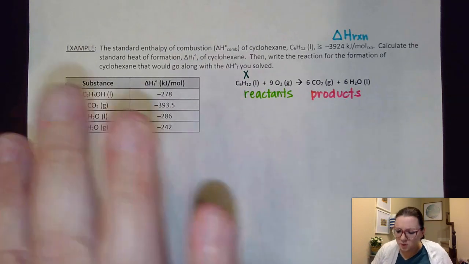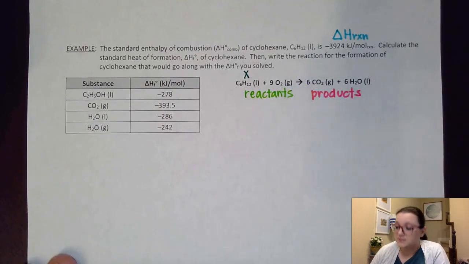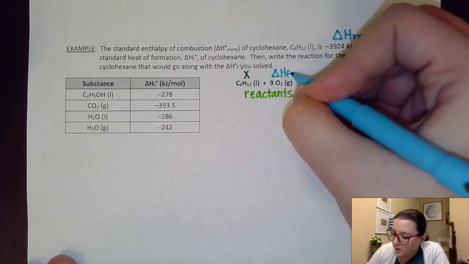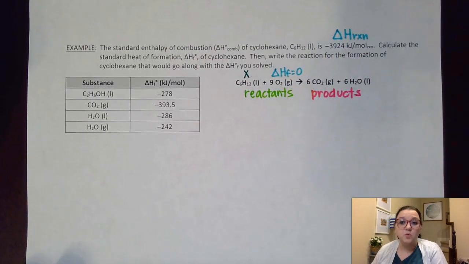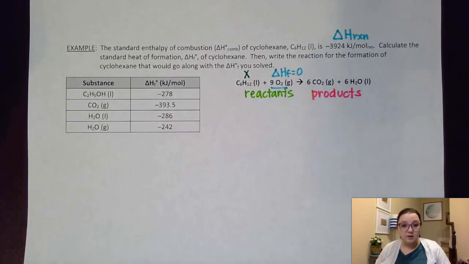I also noticed that over here in the table, they don't give me a heat of formation for oxygen, but of course oxygen, being an element by itself in its standard state, would have a heat of formation of 0. And so therefore I'm not really going to have to worry about it in my work. I'm going to just exclude it out of my equation.